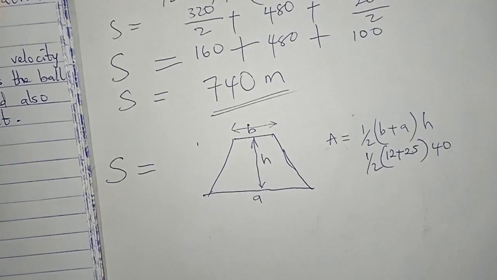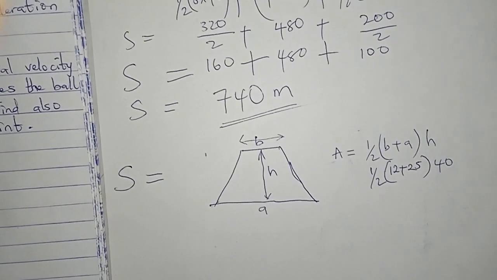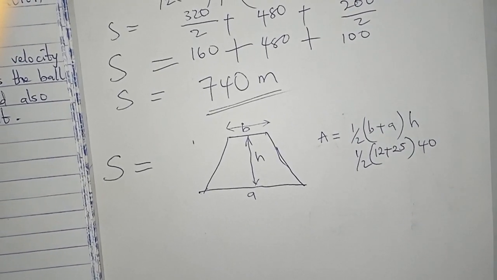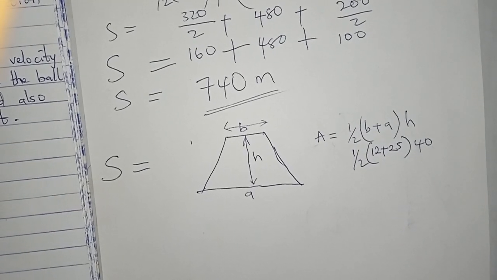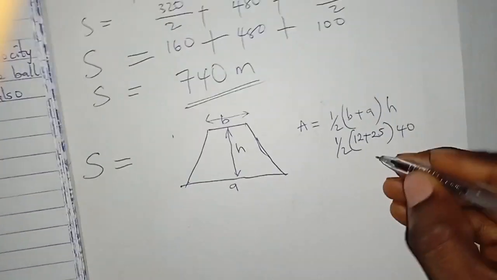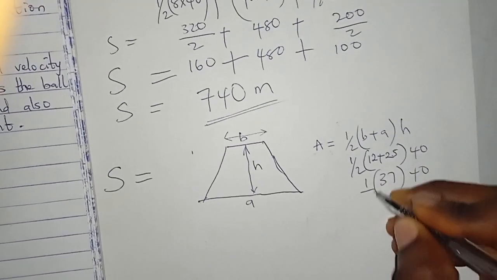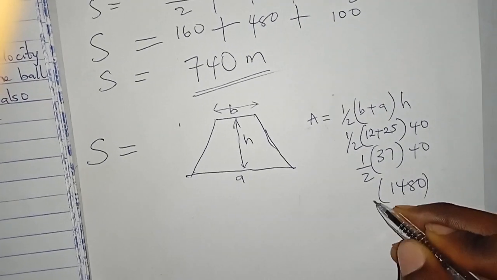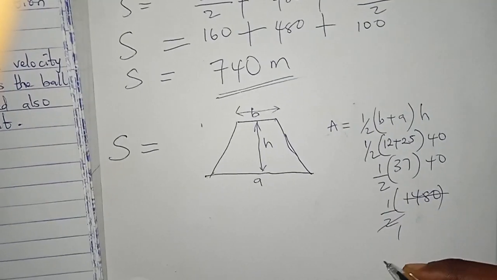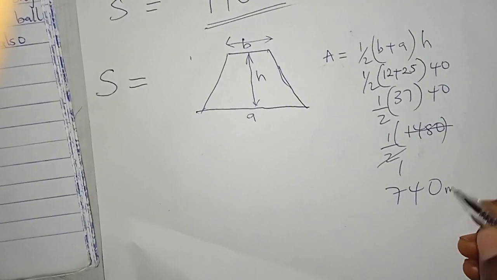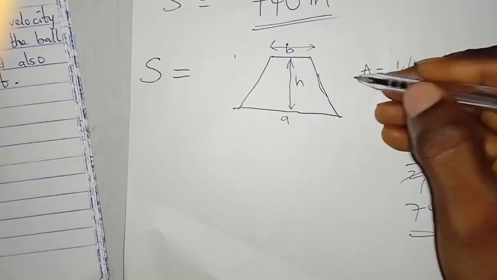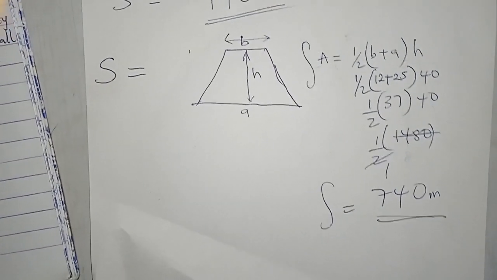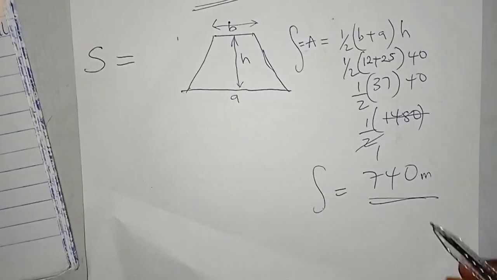Let's check. 12 plus 25, 37. 37 times 40 divided by 2. Okay, so 37 times 40 divided by 2. So you get 1480, half, you get 740 meters. So this is how you go about it. You can use the area of a trapezium to get it. So distance equals the area of a trapezium, which is equal to 740 meters.